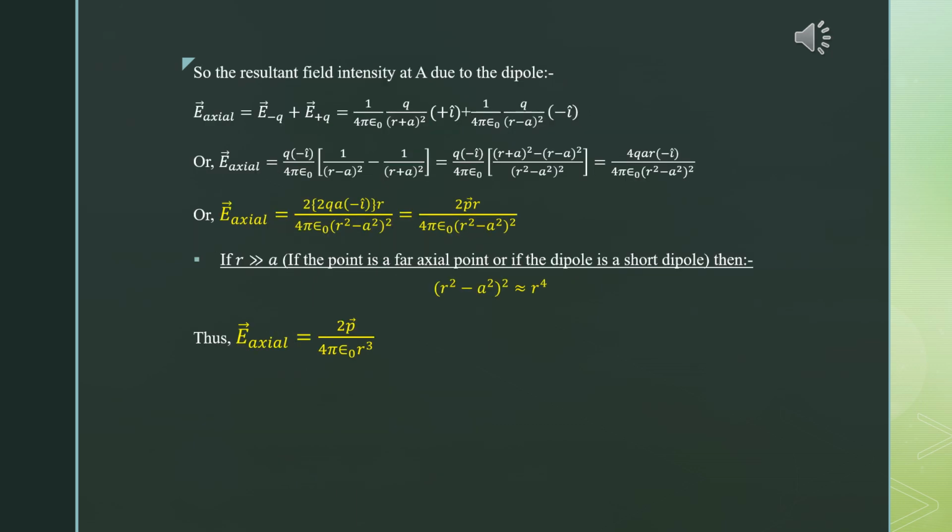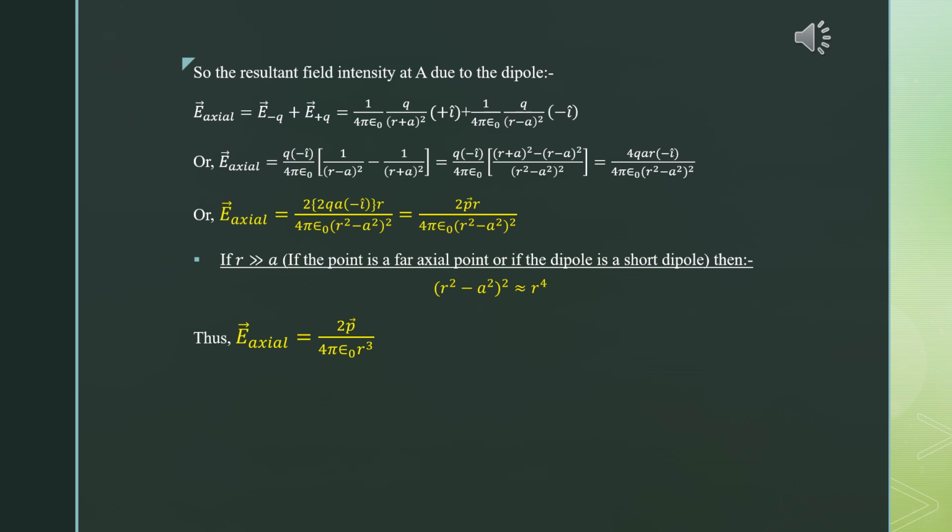So what is the resultant field intensity at A due to the dipole? As I told you last time, add the two contributions, E due to minus q plus E due to plus q. The resultant we will call E axial. Now we are just putting in the values. If you put the values, you can see the term q, the term 4 pi epsilon naught and the term I cap can be taken as common. Rather, minus I cap we are taking as common.